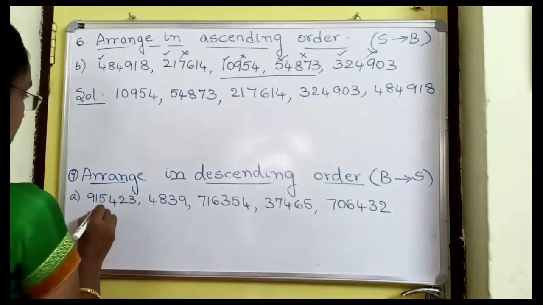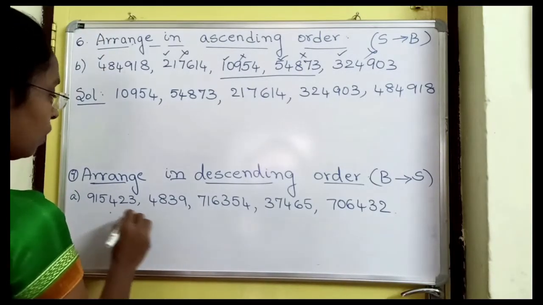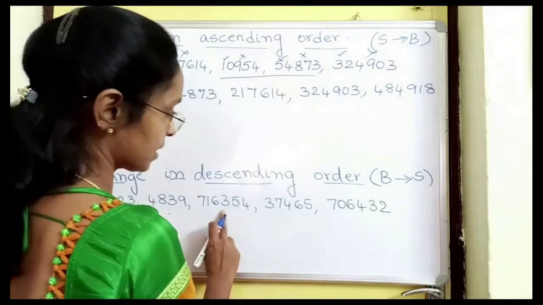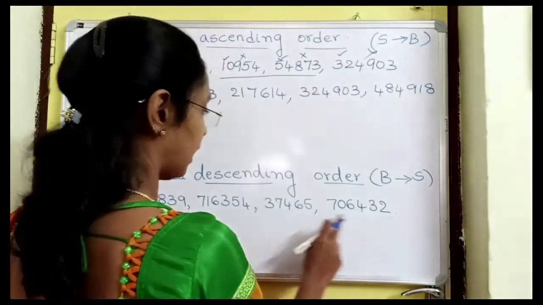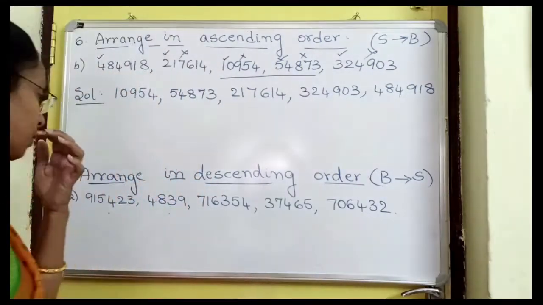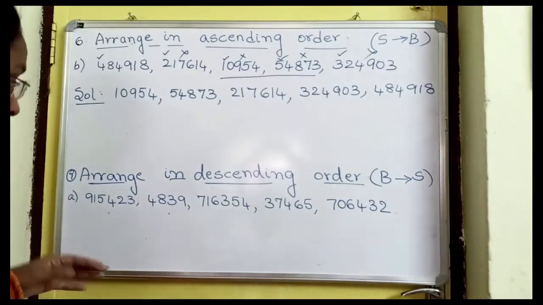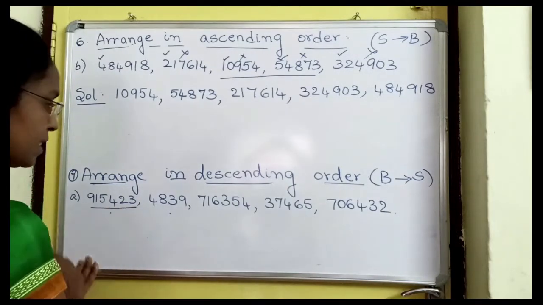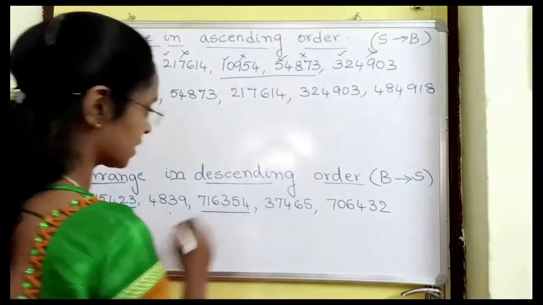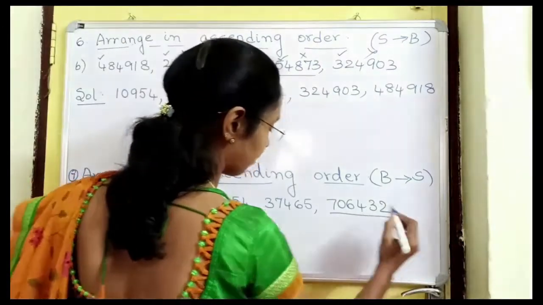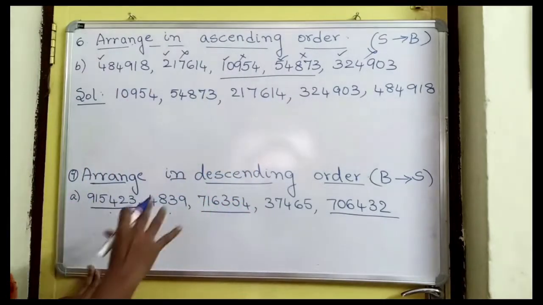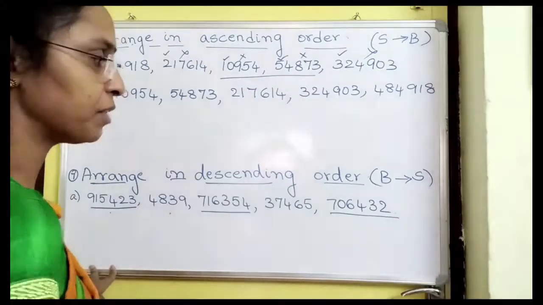Here, this number is having 6 digits. This is having 4, this is having 6, this is having 5, and this is having 6 digits. So the number having more digits, that means this number is having 6 digits. This number is having 6 digits and this number is having 6 digits. So out of these 3, which is the greater number?